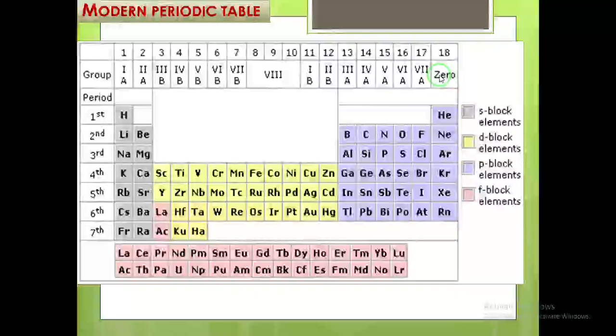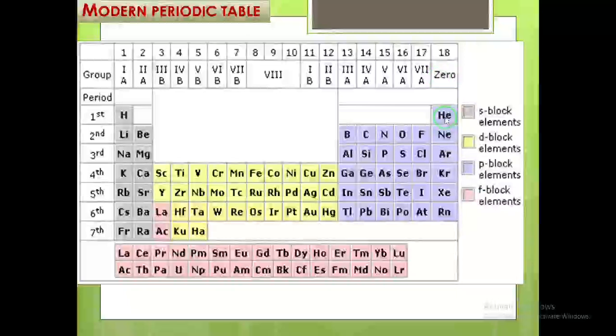Now, why is it named that? Why is it given that name? Because it has a perfect octet. That means there is allowance for 0 extra electrons. It has maximized the available pockets for electron on its outermost shell.